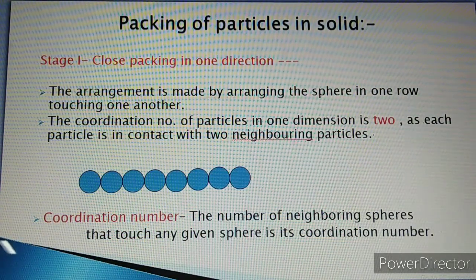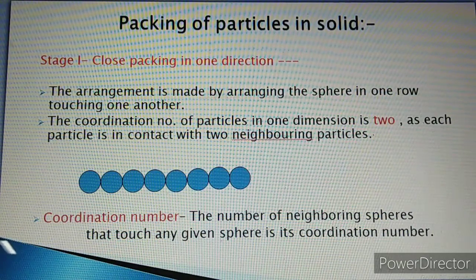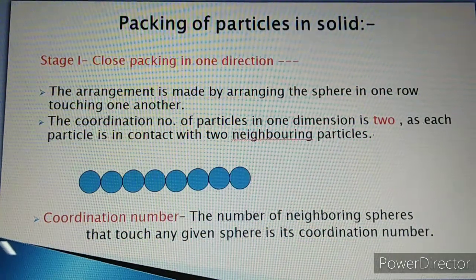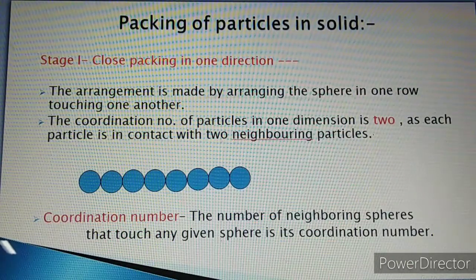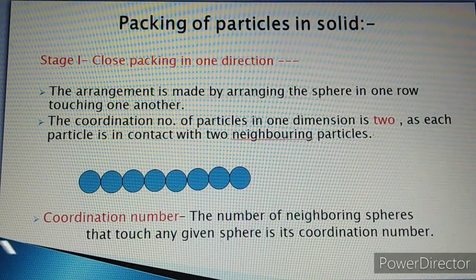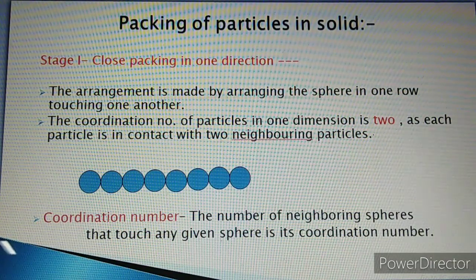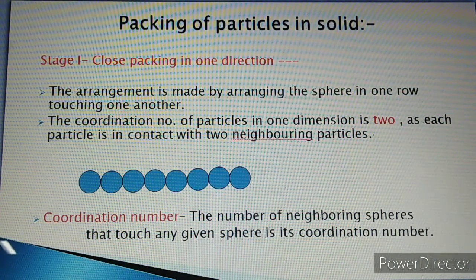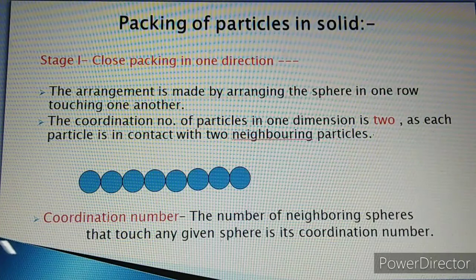See on the PPT, the first one is close packing in one direction. Now how is it arranged? This arrangement is made by arranging the spheres in one row touching one another. So all the spheres touch one another in a given row. That row may be horizontal or it may be vertical. The coordination number of particles in one dimension is 2, as a particle is in contact with 2 neighboring particles. So what is coordination number? Coordination number is nothing but the number of neighboring spheres that touch any given sphere.